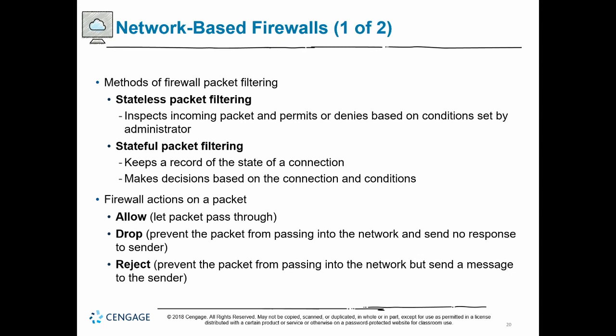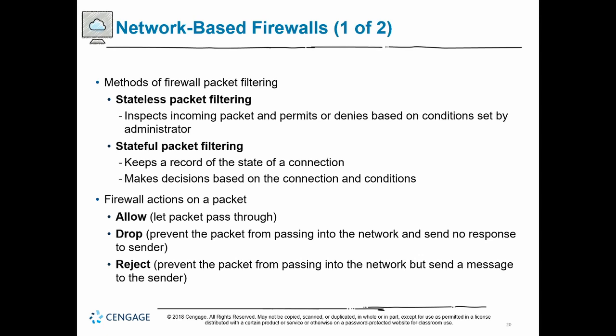So, methods of firewall packet filtering. There's essentially two types, stateless and stateful. Stateless essentially just inspects incoming packets and allows or denies based on a condition. Stateful actually looks inside the packet, inside the payload, to make decisions, and it also records the state of the connection. So if it's already allowed the specific user to come in, then it'll allow it to come in again.